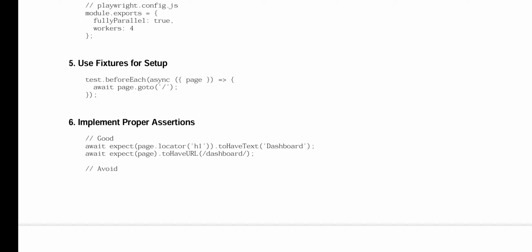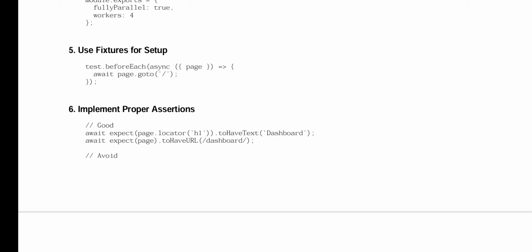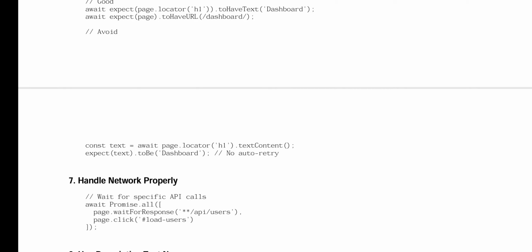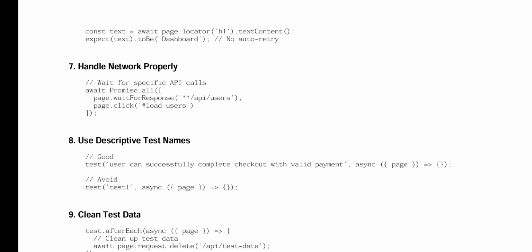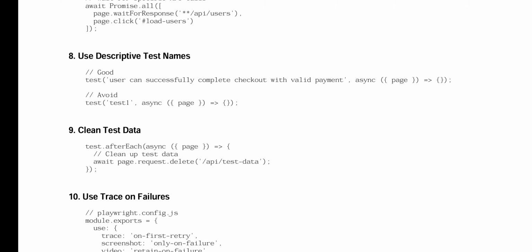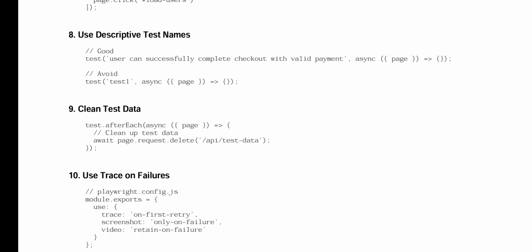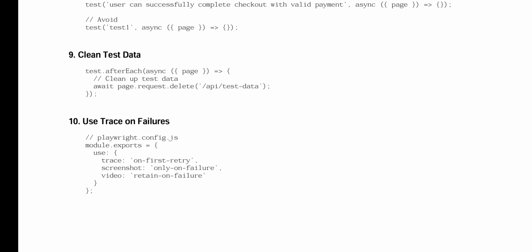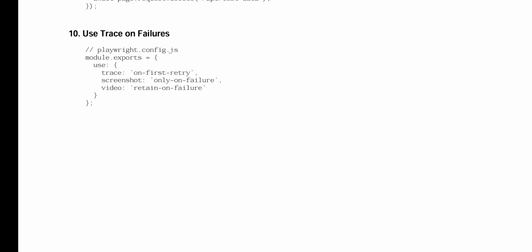and we should use fixtures for setup. We should implement the proper assertions for validation. We should handle the network properly. We should use descriptive test names. We should use proper and clean test data. We should use tracing on failures.